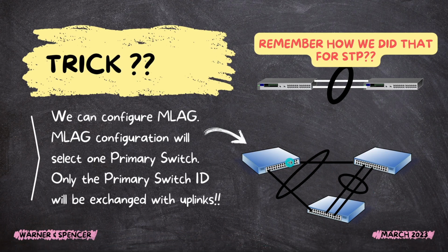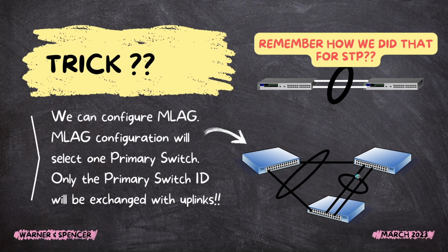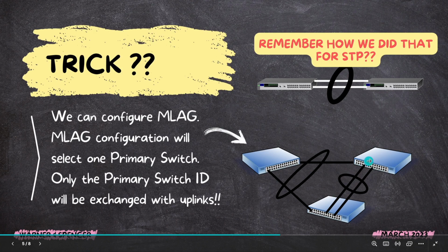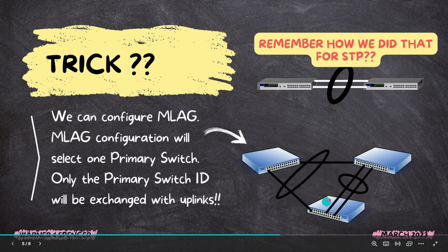LACP is redundancy on the physical ports, and MLAG is the redundancy between two devices. If one of the devices goes down for some reason, this device will still be operational, and we can send our traffic through it. In LACP we cannot do that, because if one of the switches goes down, we cannot utilize the port channel.